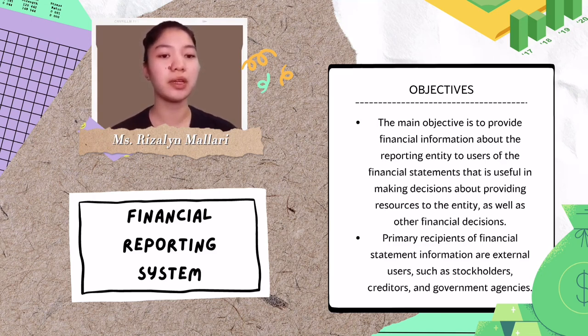The primary recipients of financial statements information are external users such as stockholders, creditors, and government agencies. For stockholders or investors, they rely on the financial statement to decide whether or not they will lend to the entity. Of course, they will first look at the information about the income of the entity, to see if their investment will be safe in the near future.